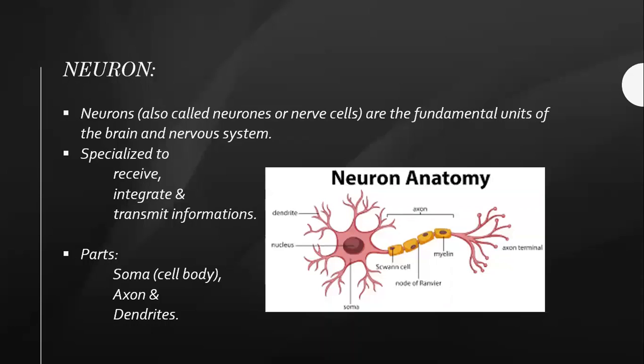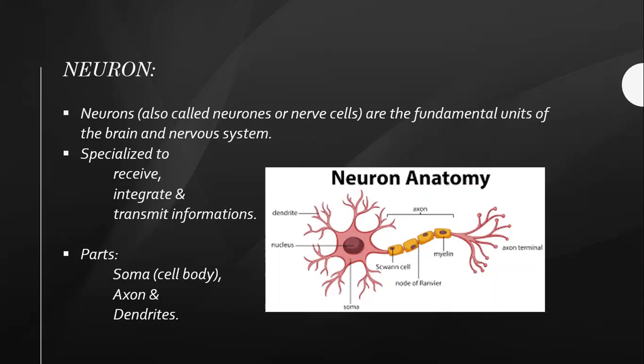Soma, or cell body, of a neuron contains the nucleus and other structures common to living cells. Axon of a neuron is a singular fiber that carries information away from the soma to the synaptic sites of other neurons, muscles, or glands.